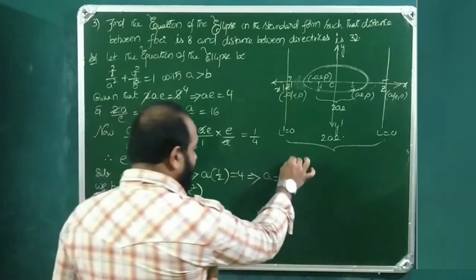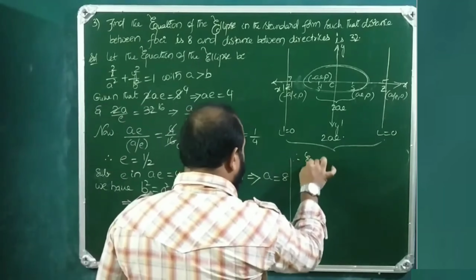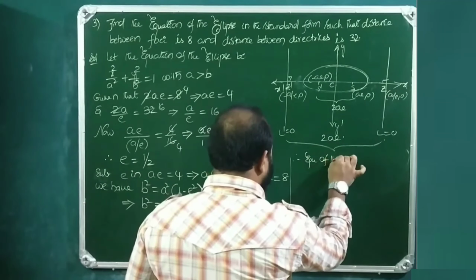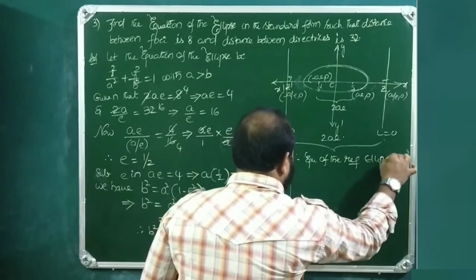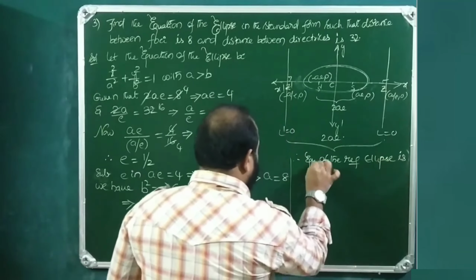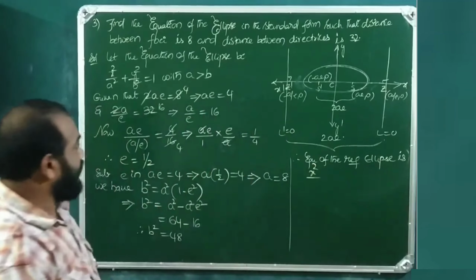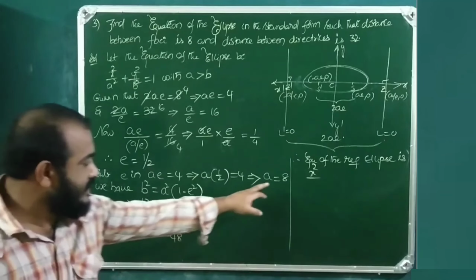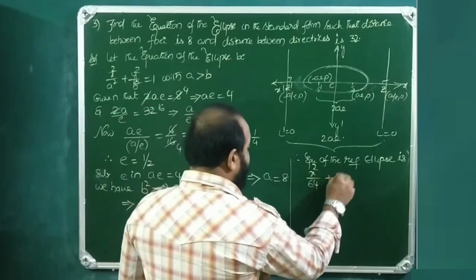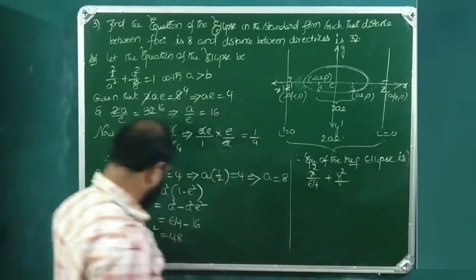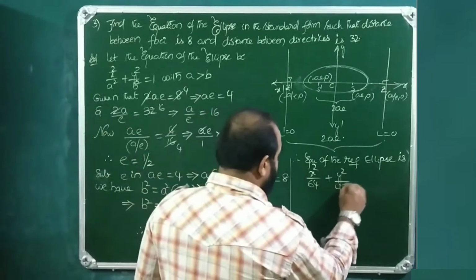Therefore the equation of the required ellipse is x square by A square, A is 8, so A square is 64, plus y square by B square, which is 48, equals 1.